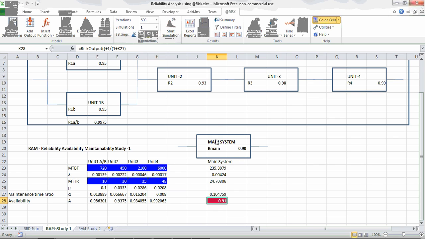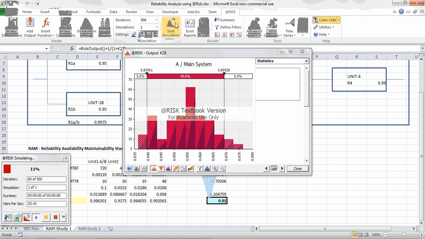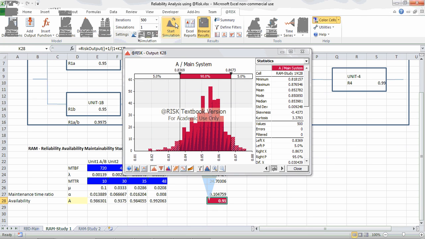And I start the simulation. So you can see from the histogram here the possible availability of the total system based on the present iteration. It's around 0.91.